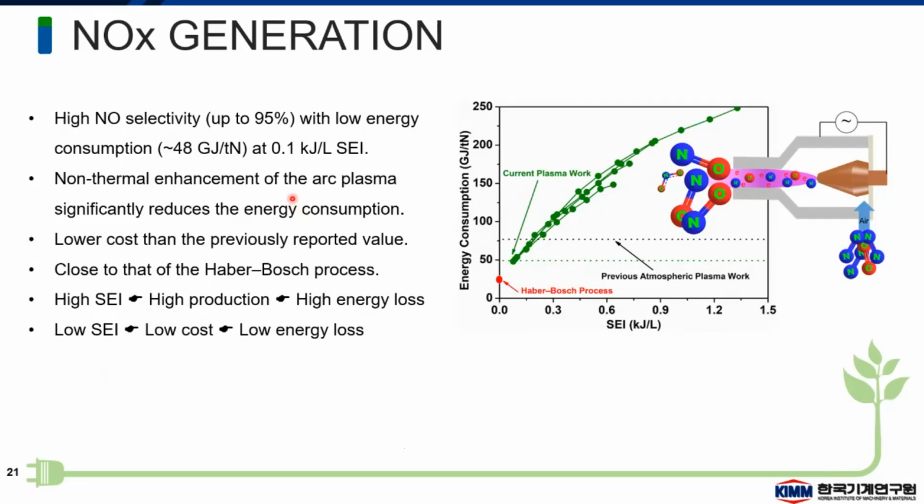So in this work, we get high NOx selectivity up to 95% with low energy cost, that is around 48 gigajoule per ton nitrogen. So we can say that our energy cost is very near to the Haber-Bosch process. But the problem with this system is that if we use low specific energy, we can get high energy efficiency, but we also get low concentration. That is not feasible for industrial process. But if we use high specific energy, production becomes high, but energy losses will also be high and energy cost will be high.